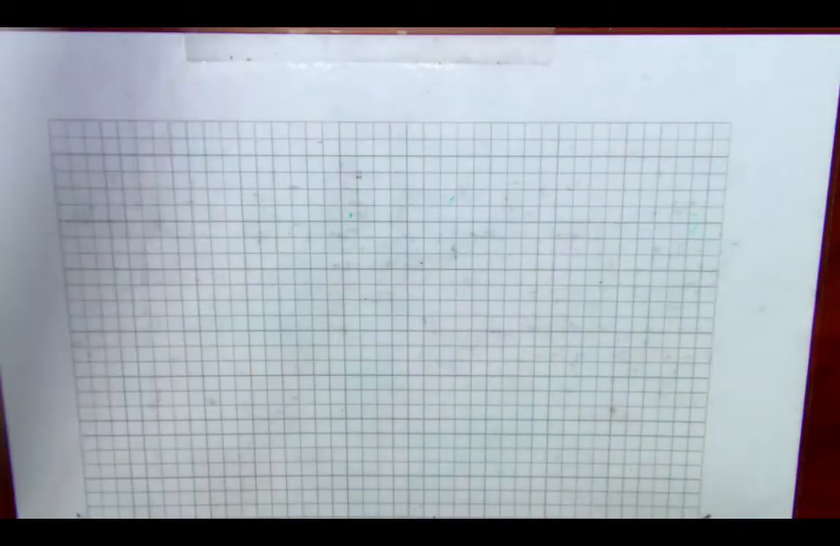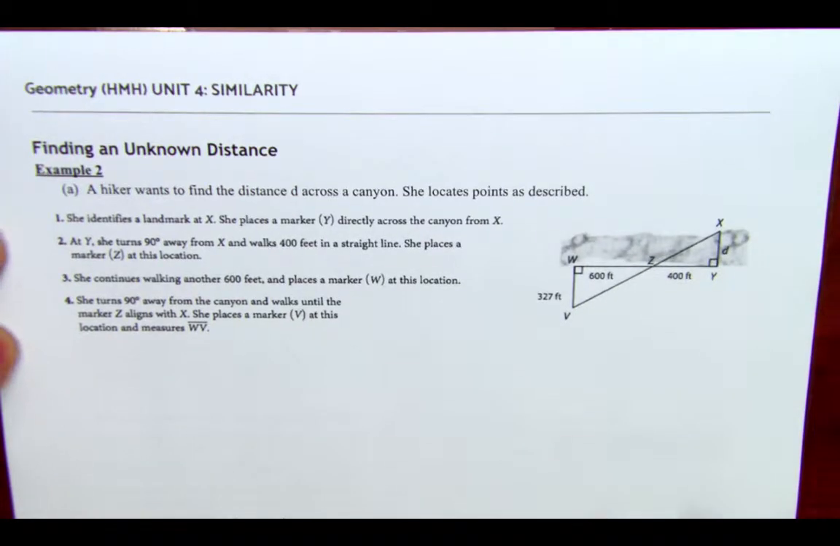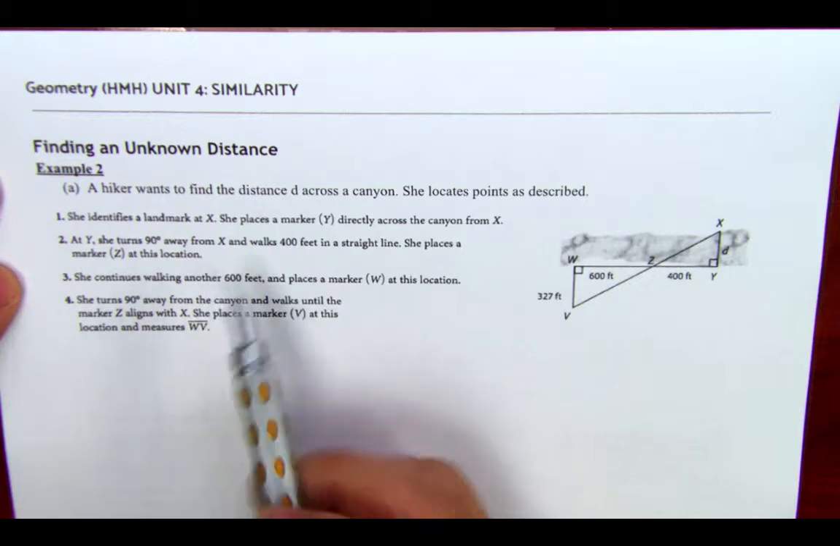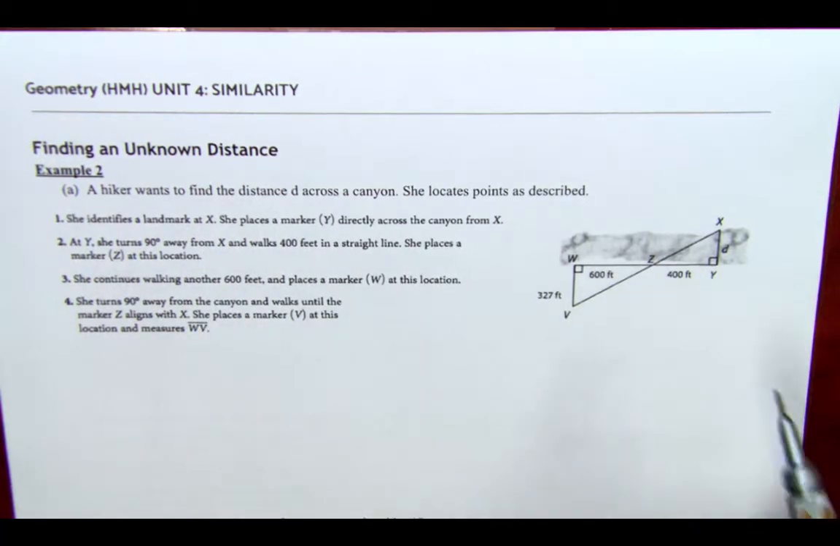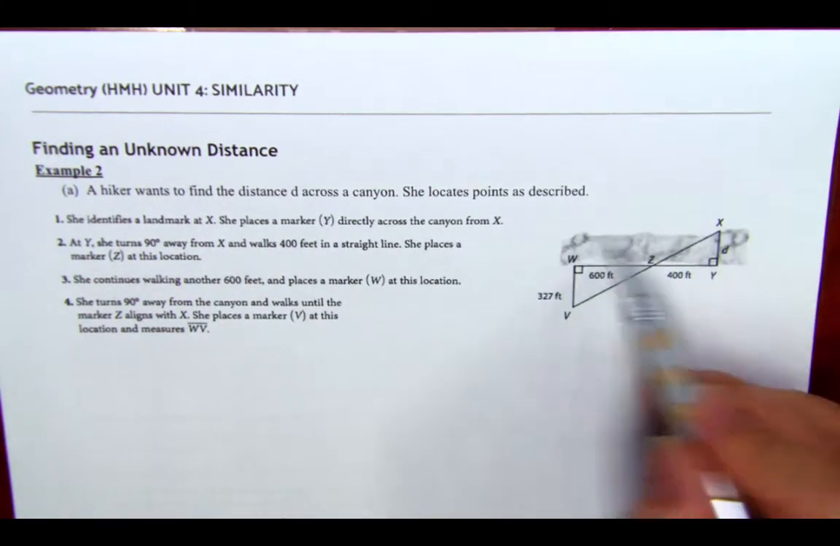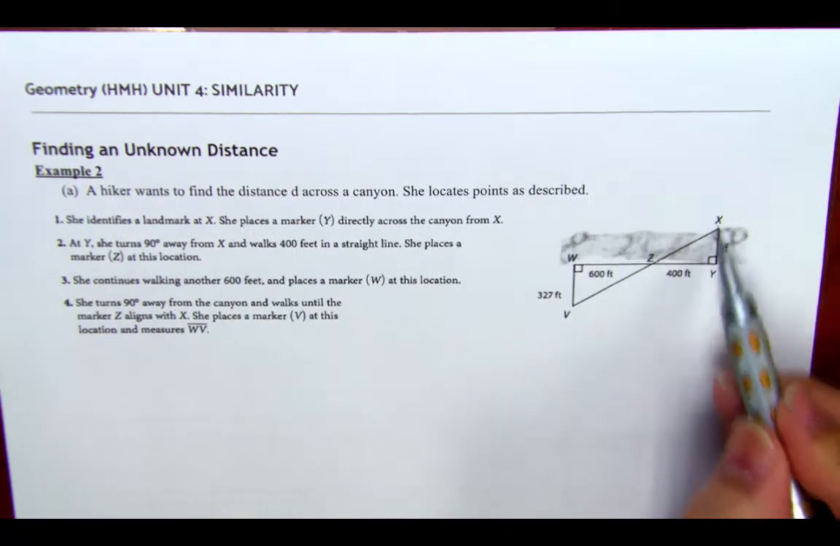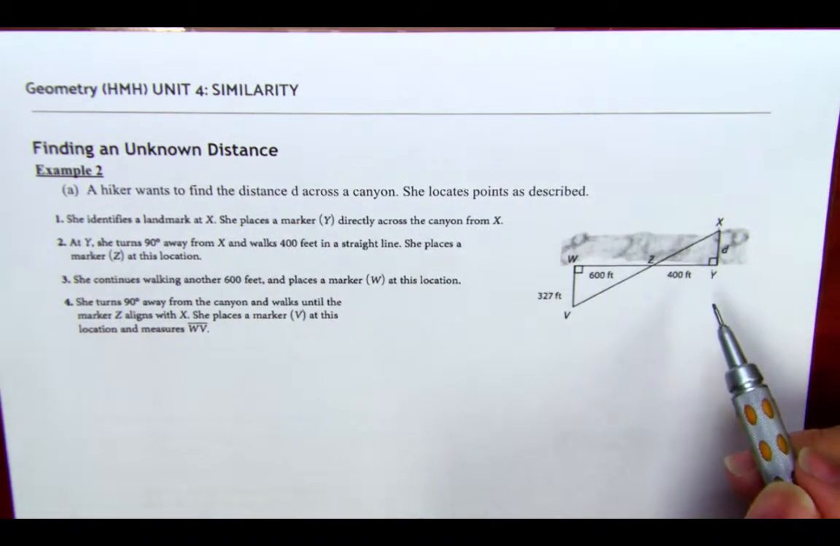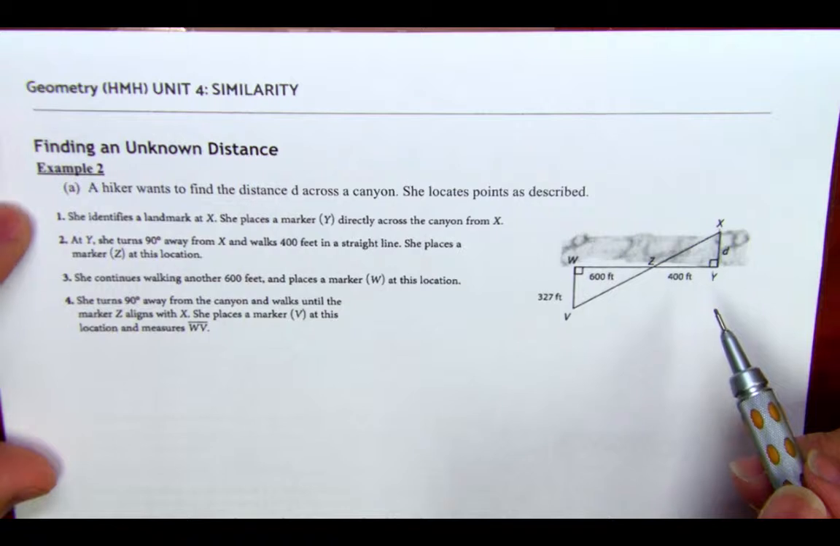All right, let's move on to example 2a. A hiker wants to find the distance d across a canyon. So this is the canyon right here, guys, and that's the distance across the canyon. And she locates the points as described.